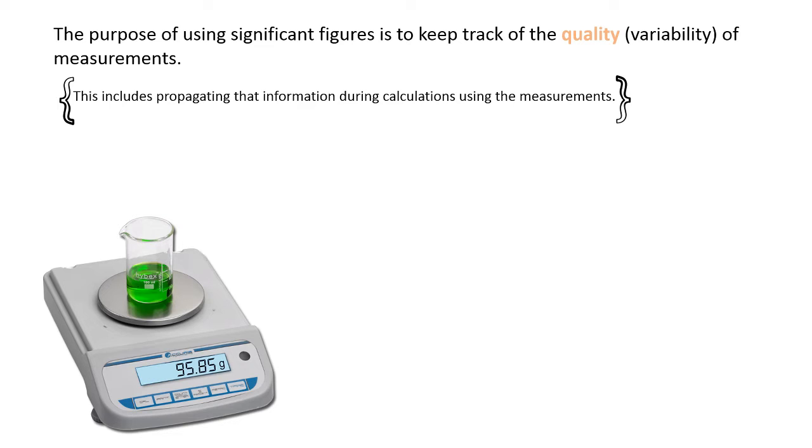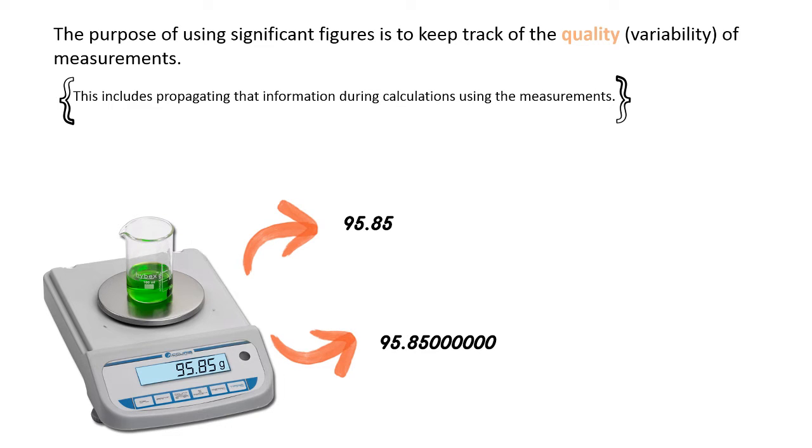Okay, so let's imagine a simple scenario where we put this weird green liquid on a scale, and that scale tells us that we have 95.85 grams of that liquid. That's the scale telling us its most reliable measurement for that particular piece of matter. So when we report that number, we can write it down as 95.85. That's what the scale tells us. We would not want to write that down as 95.85000000. Those two numbers are mathematically the same.